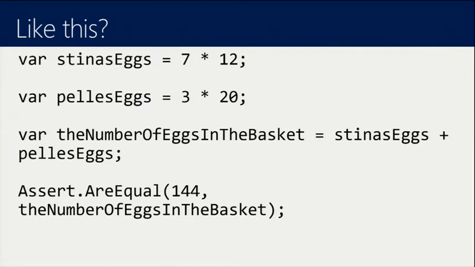Again, we are shifting domain. Now it's from the egg domain. And we are doing a simple calculation here. We are saying that Stina's eggs are 7 times 12 and Pelle's eggs are 3 times 20. And then we are just adding all those eggs and checking that we are having 144 eggs in the basket. So, quite easy. We don't have to struggle a lot with understanding that piece of code. But we could do better.